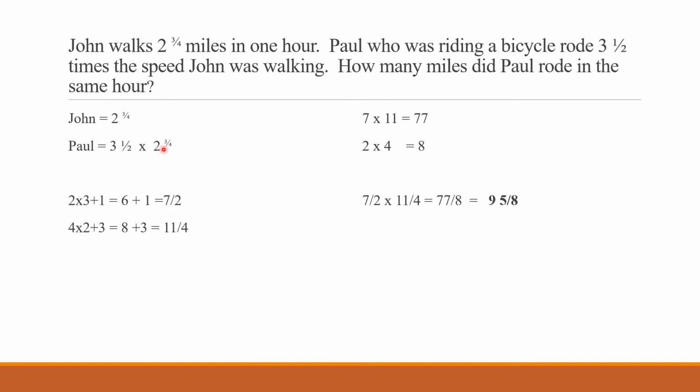Now let's carry out the maths and solve the problem. Let's change this mixed fraction to an improper fraction. 2 multiplied by 3 plus 1 equals 7. This is how it is done: 2 multiplied by 3 plus 1 is equal to 6 plus 1, which equals 7 over 2. So in this case, the numerator is 7 and the denominator remains the same. And we do the same thing for the second one.